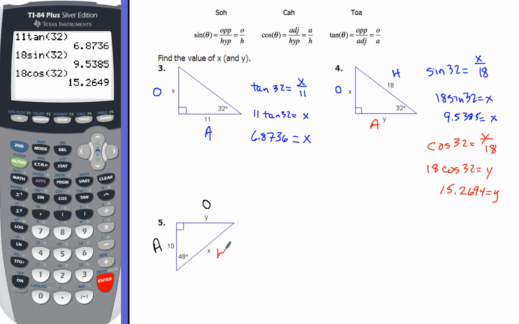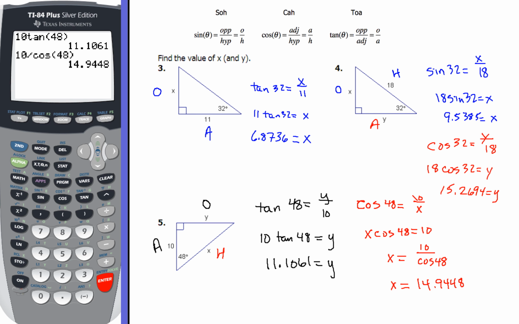So my hypotenuse is here now. Again, what's going to deal with adjacent and hypotenuse? That's going to be the cosine function. So go ahead and set these ones up, figure it out on your own, and then come on back, see how you did for example 5, and we'll go ahead and wrap this one up momentarily. So hit pause, and then come back in a moment.